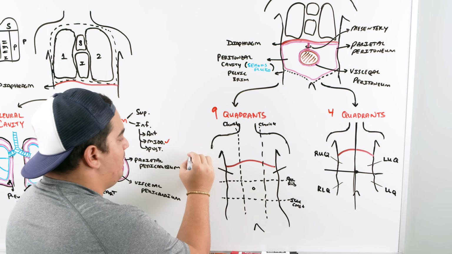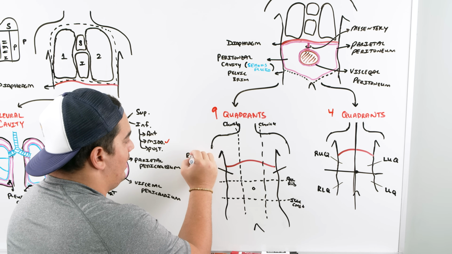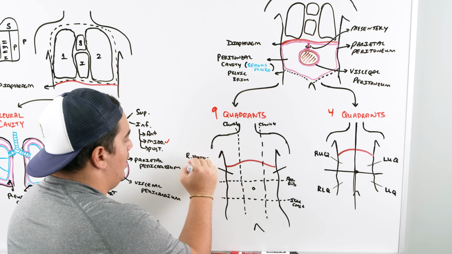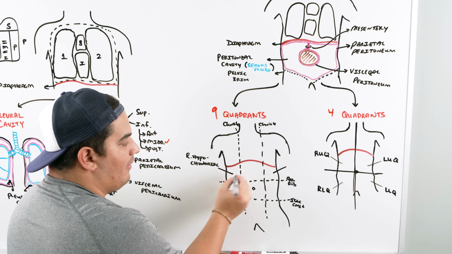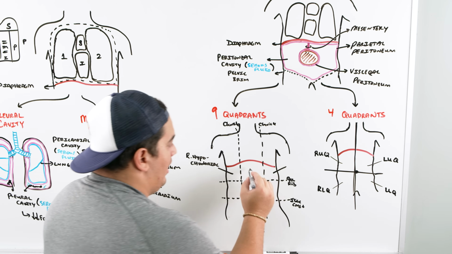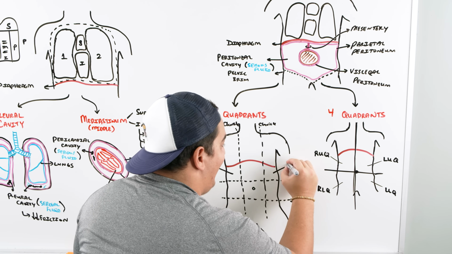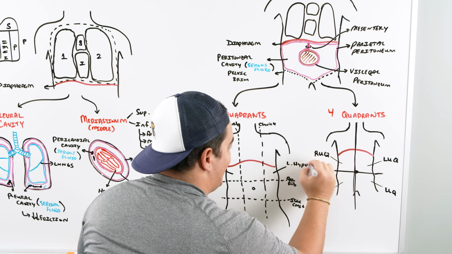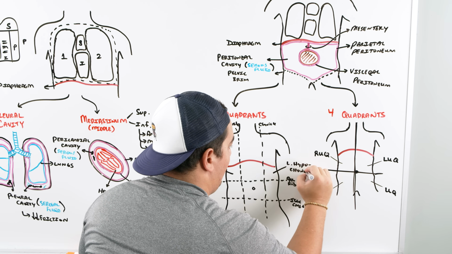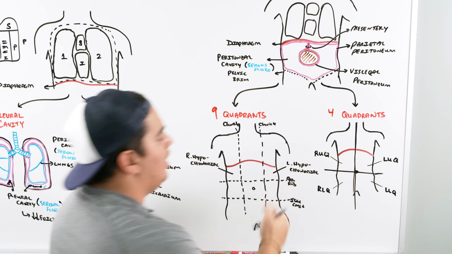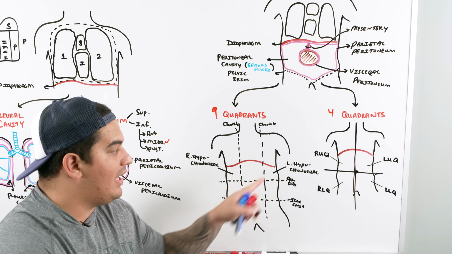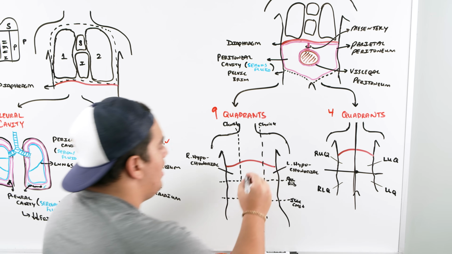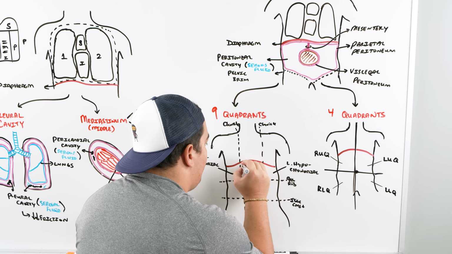So on these sides, this is the right hypochondriac region, which will contain lots of things, particularly the liver and biliary tree. This one here would be the left hypochondriac region. And this would contain things like what? More specifically, the spleen, the left adrenal, and maybe the body of the stomach.